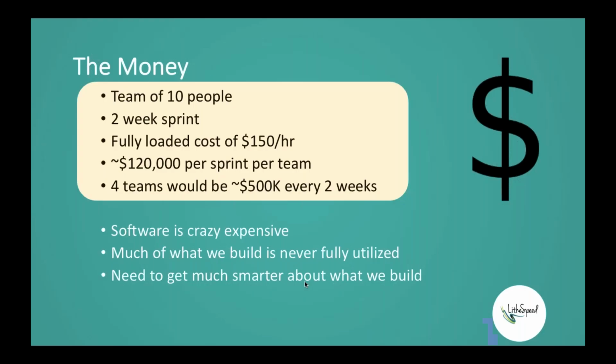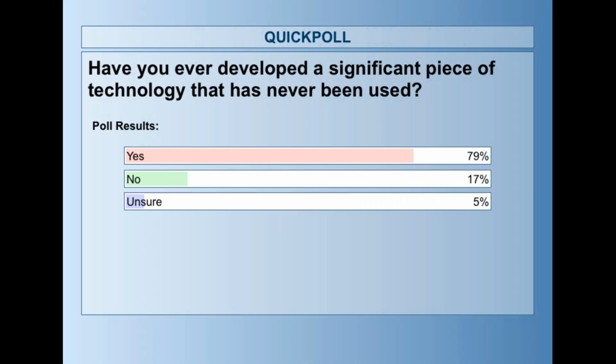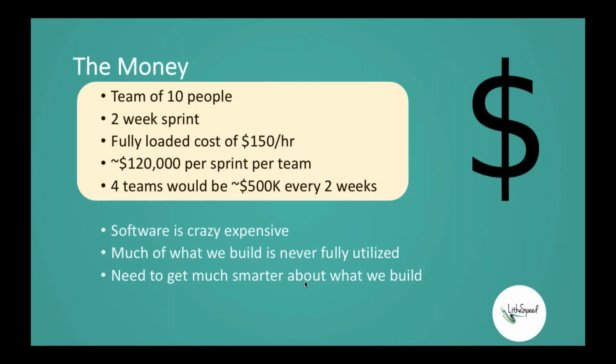All right. And this is pretty typical. Here we have about 80% of us, with 5% being unsure, who have ever developed a significant piece of software or technology or product, whatever that is, and the results of that product weren't really used as much as we thought it would be. And herein lies probably the biggest problem that we have and the biggest opportunity for measurement.